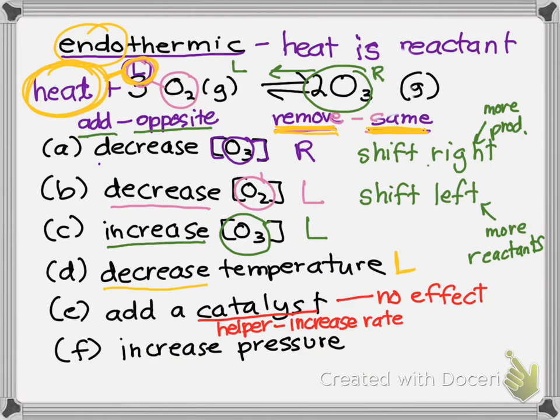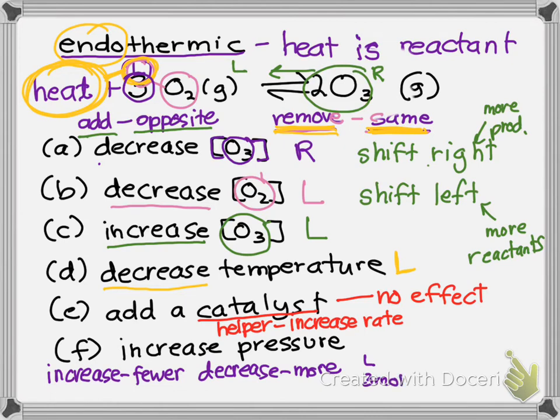So I'm going to write it down here. Increase, we'll go to the side with fewer. Decrease, we'll go to the side with more. And how we figure it out is the coefficients. So this side, the left, has a 3. I'm just going to write left has 3 moles down here. The right side has a 2.